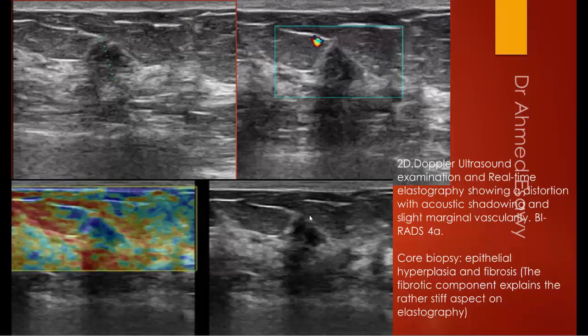Doppler ultrasound and real-time elastography show distortion with acoustic shadow and slight marginal vascularity, classified as BIRADS 4A. Core biopsy shows epithelial hyperplasia and fibrosis. Fibrotic component explains stiff aspect on elastography.